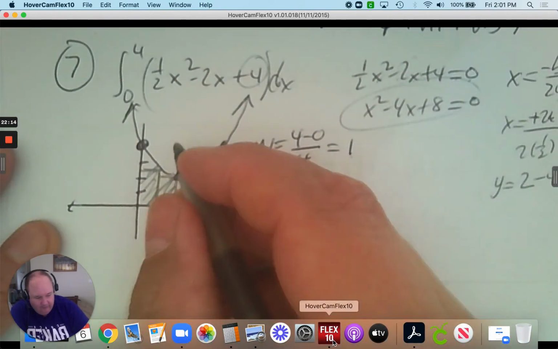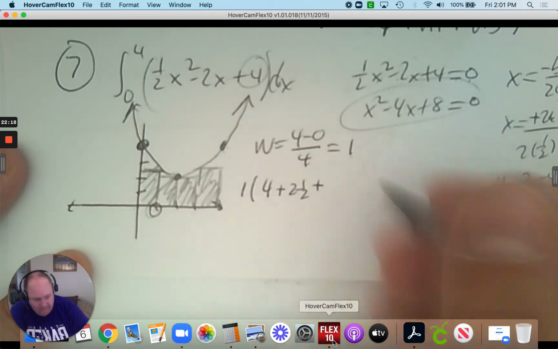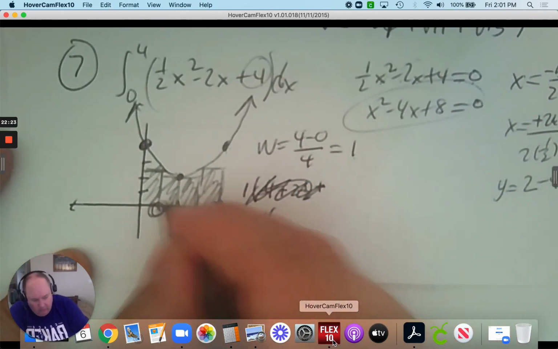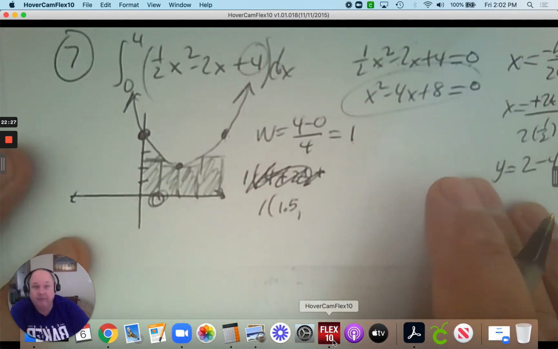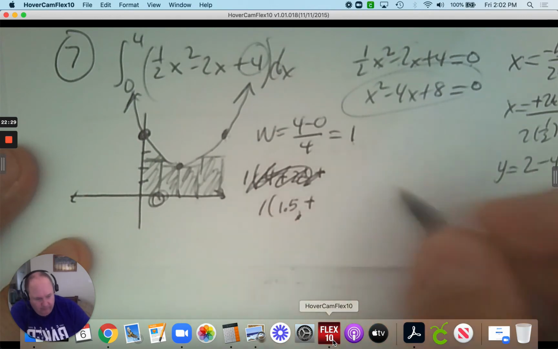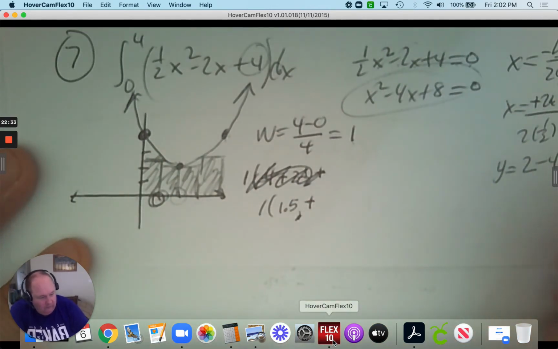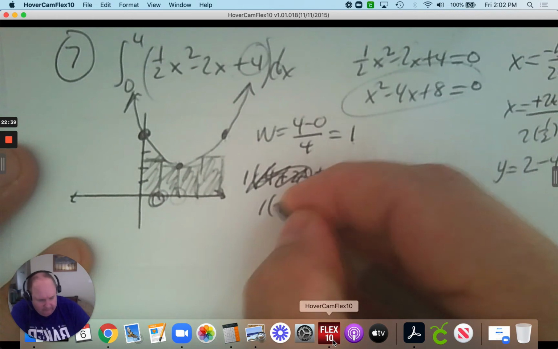Oh, second. My apologies. The lower one here is 1. So let's try that again. So the lower one is 1, so that's 1.5. Then the next one is 2. That's the vertex. So that's 2.5. Is that what I said? 2.5. That's what I meant.